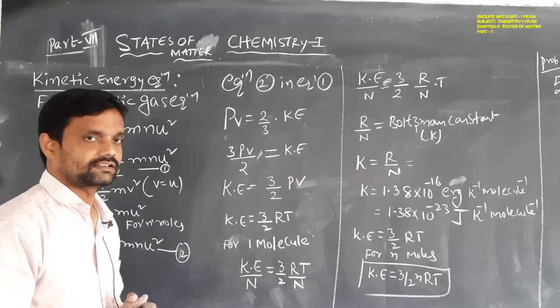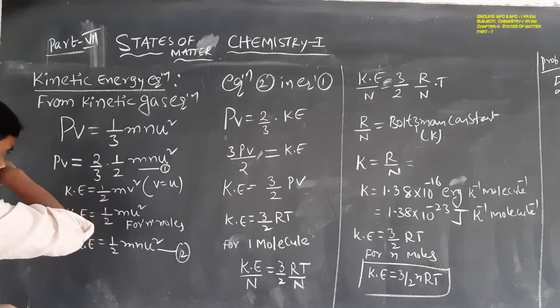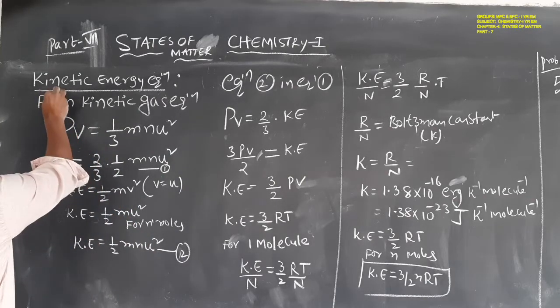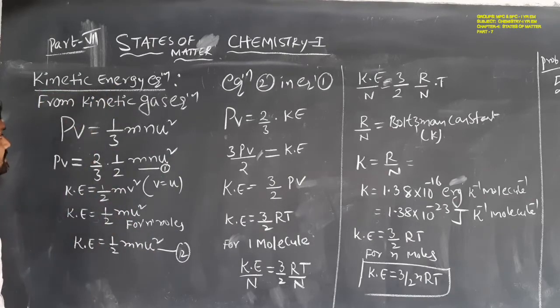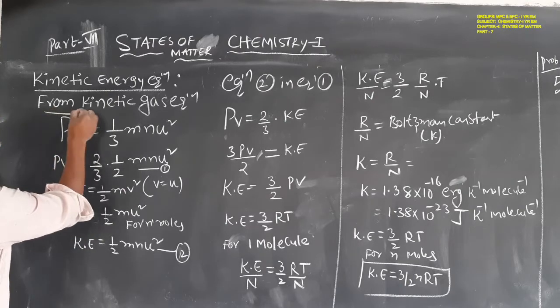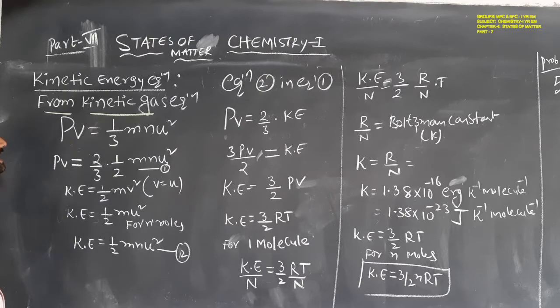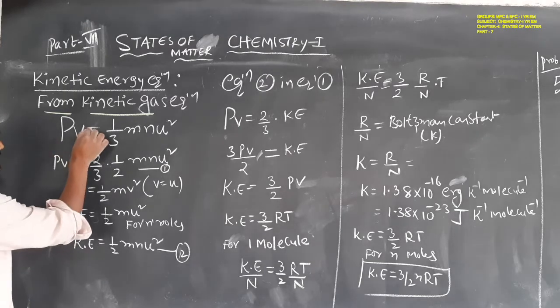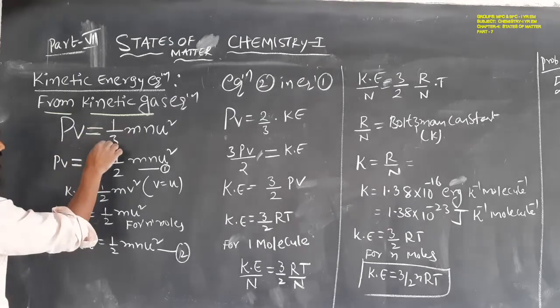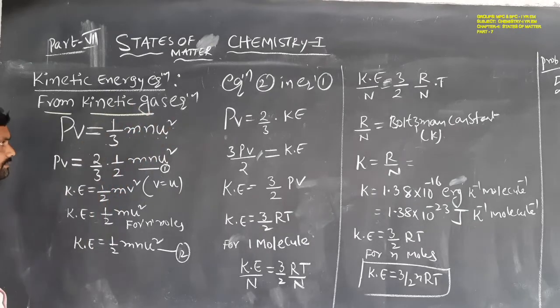So how can we derive it? Let us see. The kinetic energy equation for gases from the kinetic gas equation. We already know the kinetic gas equation is PV is equal to 1 by 3 mn u square. Let this equation be changed.